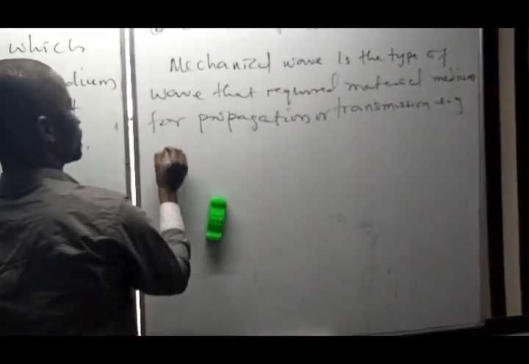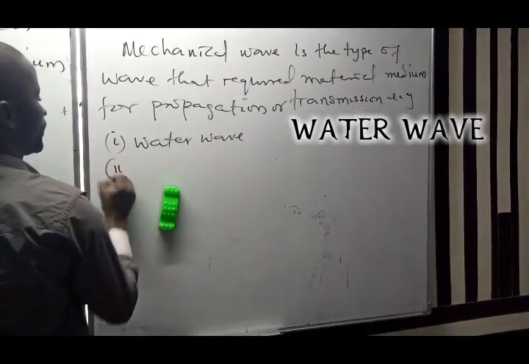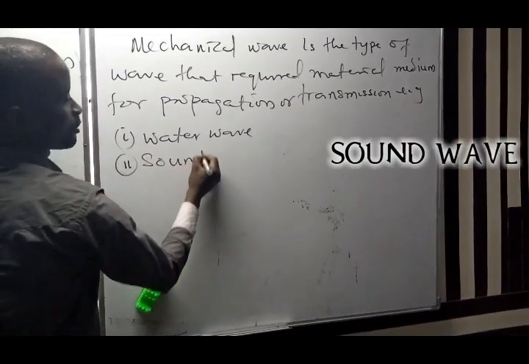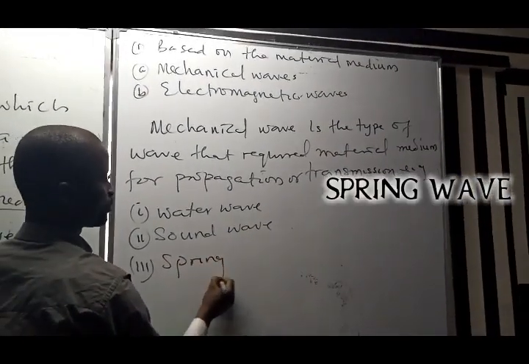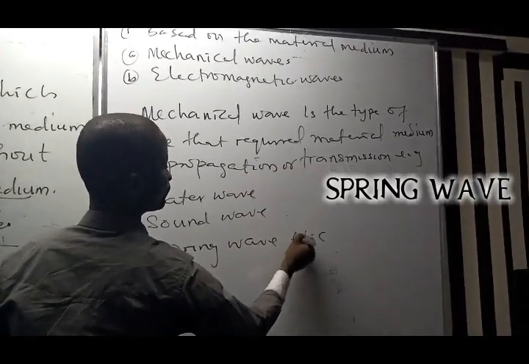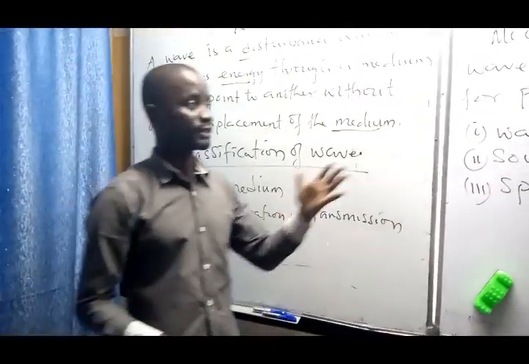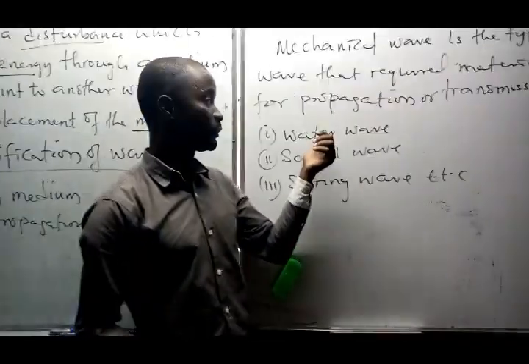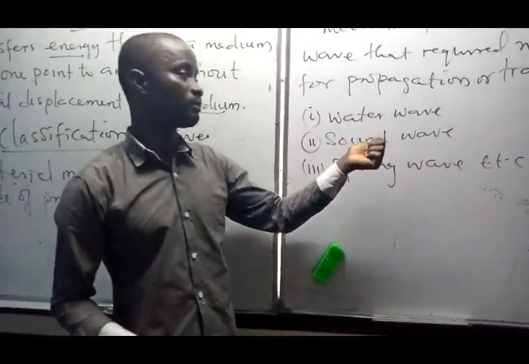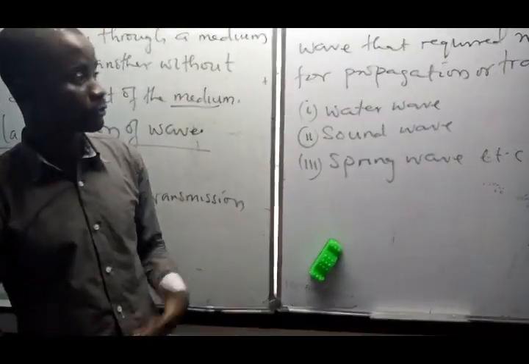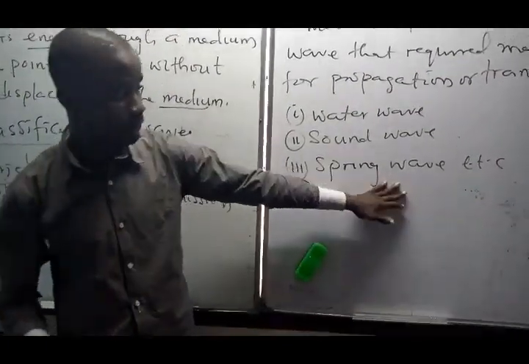E.g., one, we have water wave. Two, you have sound wave. And then spring wave, etc. That is, without material medium, this type of wave will not be transmitted or propagated. For example, we cannot generate water wave without water. That is, water is a medium here. Also sound, the classes of matter like solid, liquid and gas are the major medium for the sound wave to be propagated or transmitted. Spring, you need spring to generate spring wave. That is, spring is the material medium in case of spring.